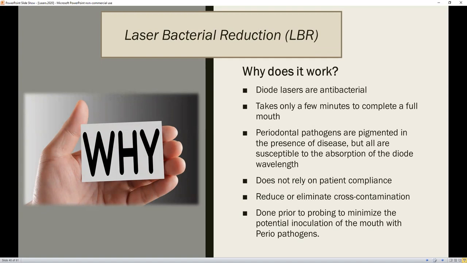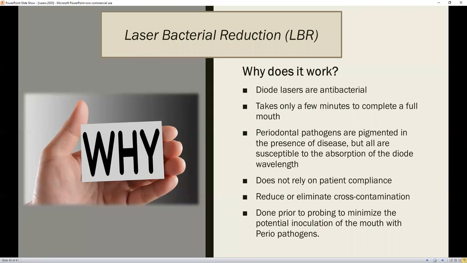All right, we're using it as laser bacterial reduction. Why does it work? The diode lasers are antibacterial. It's the light and the heat. It only takes a few minutes to complete the full run of the mouth. We are using it in clinic for more site specifics, but periodontal offices are decontaminating the entire mouth with it.